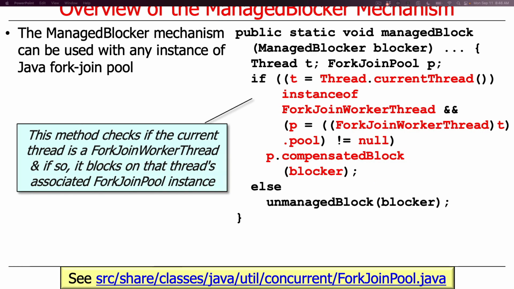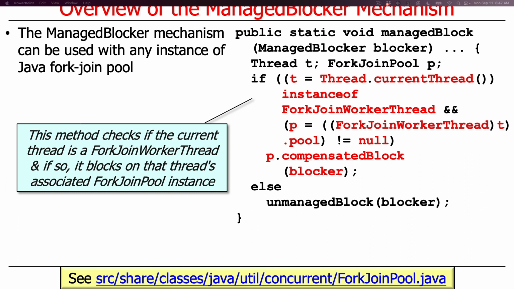The ManagedBlocker mechanism, as I said, can be used with any instance of a Java ForkJoinPool, and here is how it does this. This is really cool. If you take a look at the source code for the managedBlock method, which is a public static method defined in Java 8 and beyond's ForkJoinPool, you'll see that it checks to see if the thread that's calling managedBlock is indeed an instance of a ForkJoinWorkerThread. And if so, it goes ahead and uses the pool that's associated with that particular thread, and it calls a method called compensateBlock. And we'll talk more about that later.